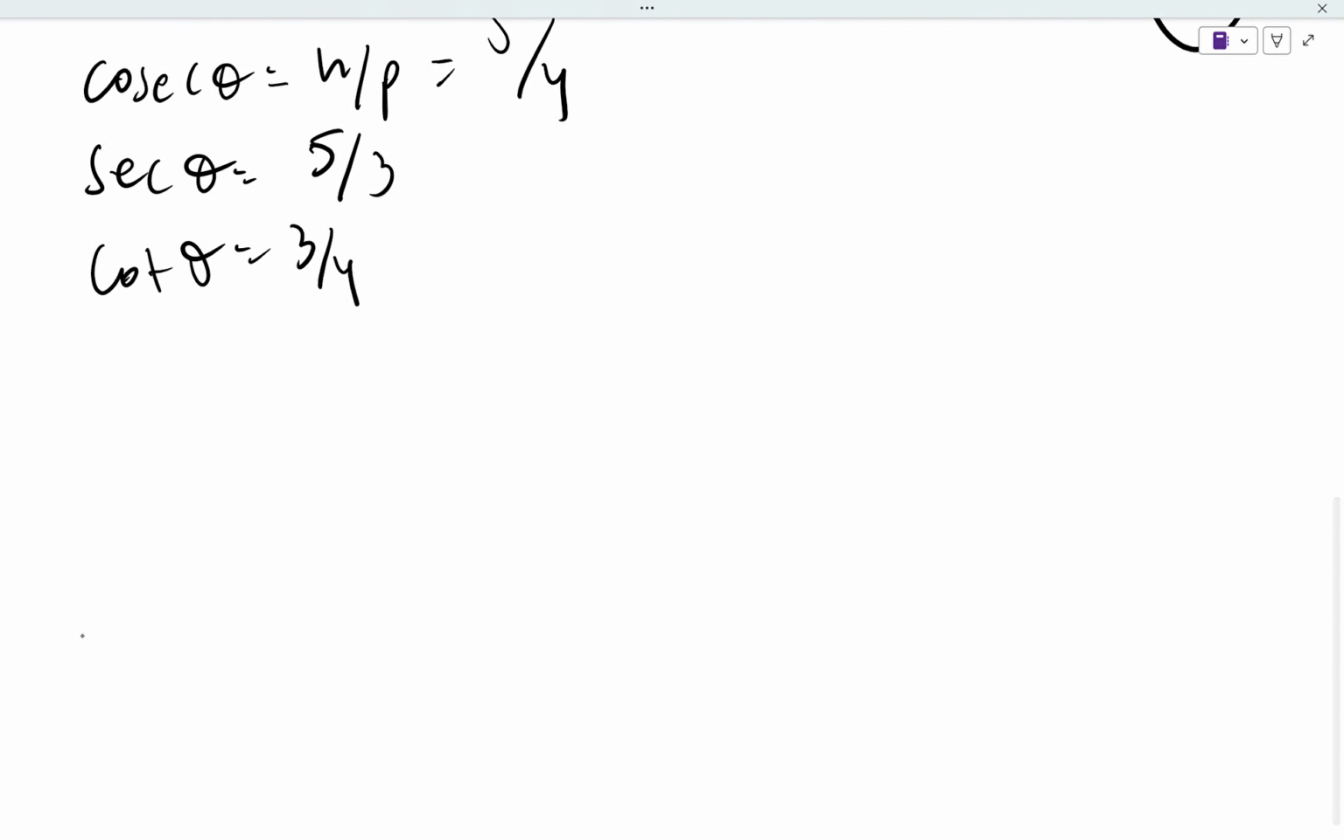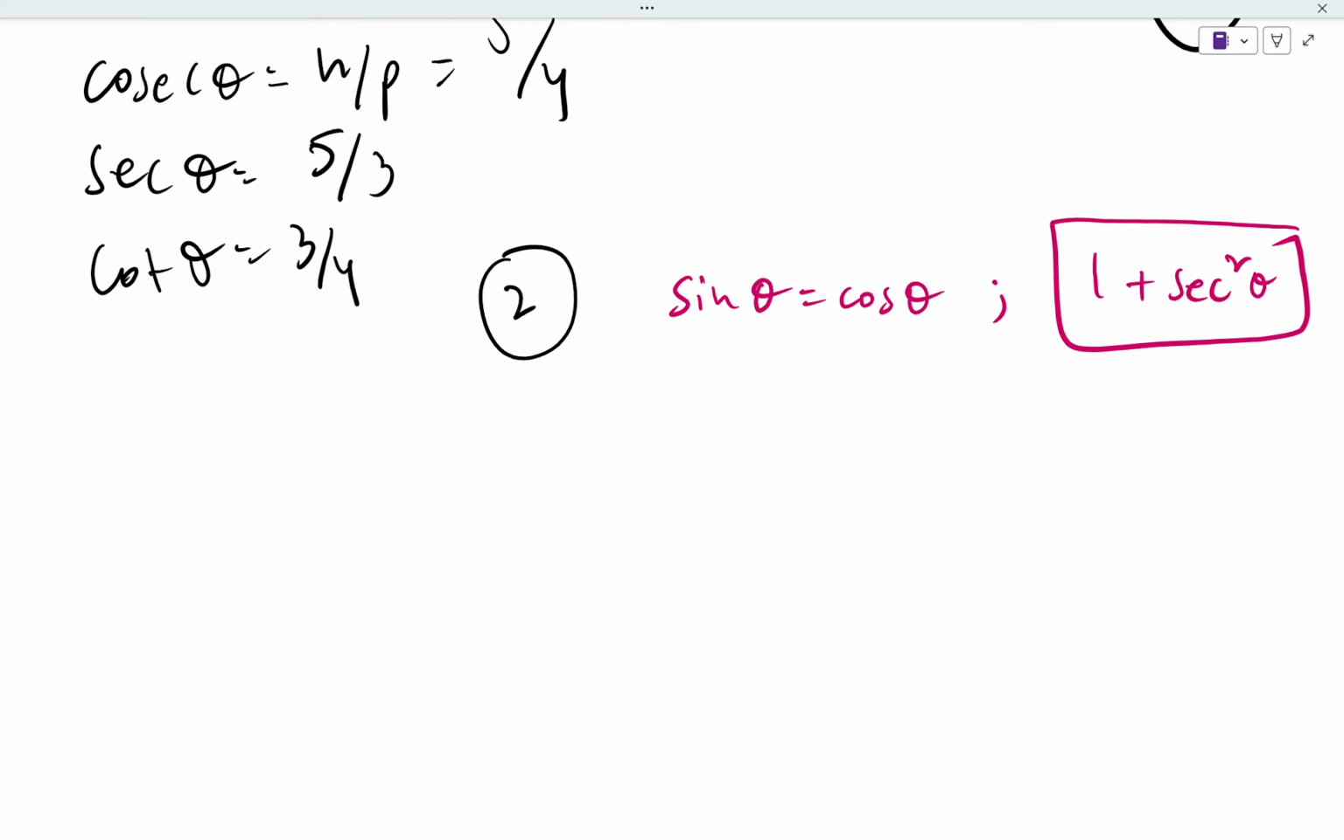So I'll show you one more example, and this question is a very favorite question of the examiner. This question is asked multiple times in your selection and your pre-board exams, which is sin theta is equal to cos theta. Tell me the value of 1 plus sec square theta, or any ratio, but this is the relation which is generally given. Let's see how we'll tackle this.